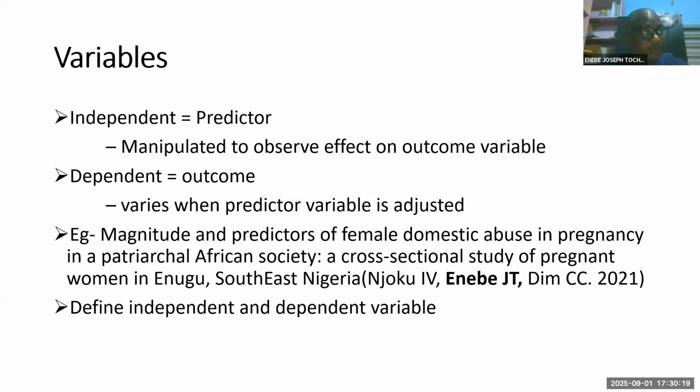You talk about the age of the woman. Does it depend on the age of the woman? Does it depend on their educational status? Does it depend on their occupation? So those ones are the predictors. They are the predictor variables.